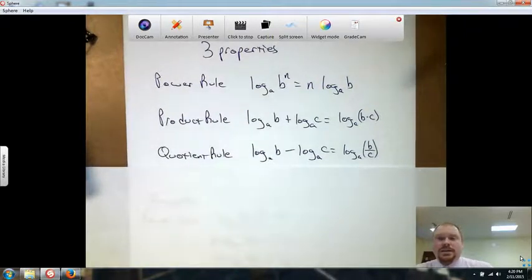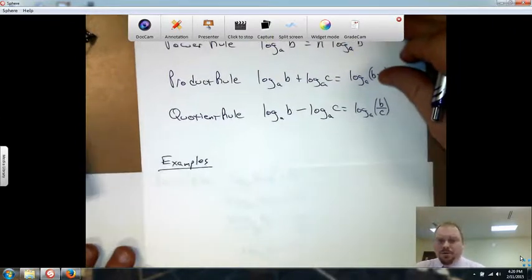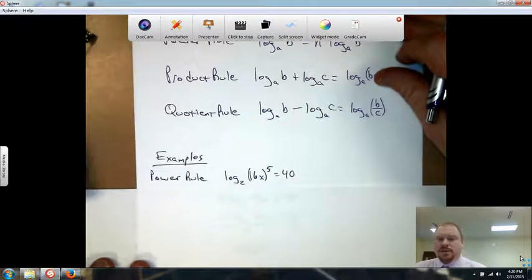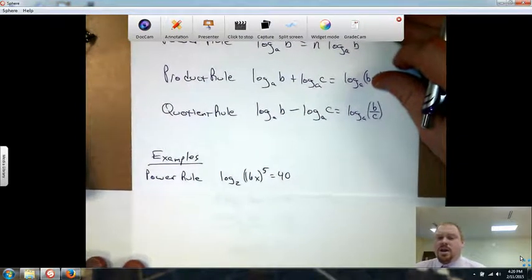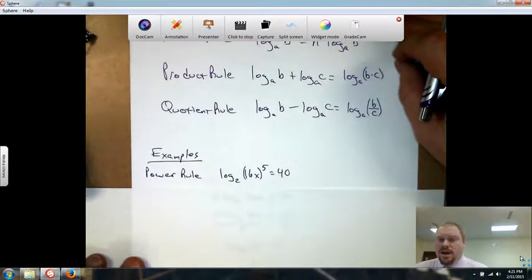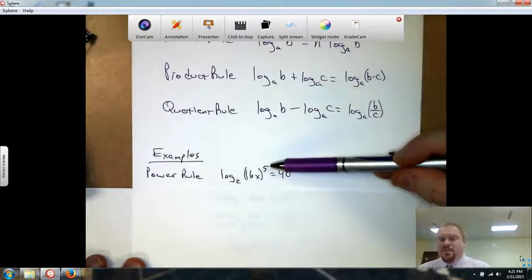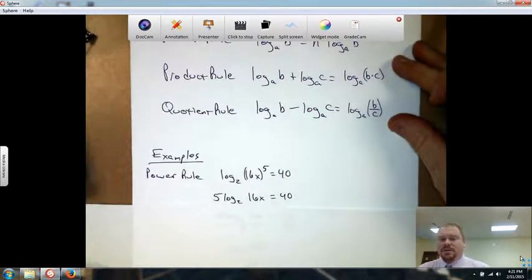So let's see how we're going to use these. I'm going to start with the power rule. Here I have log base 2 of 16x to the 5th equals 40. Now, I could find 16 to the 5th power and x to the 5th power, and that would be totally fine. But I can make this problem a whole lot easier for myself if I use the power rule. So if I have an exponent, I'm going to kick it out front, just like you see there.